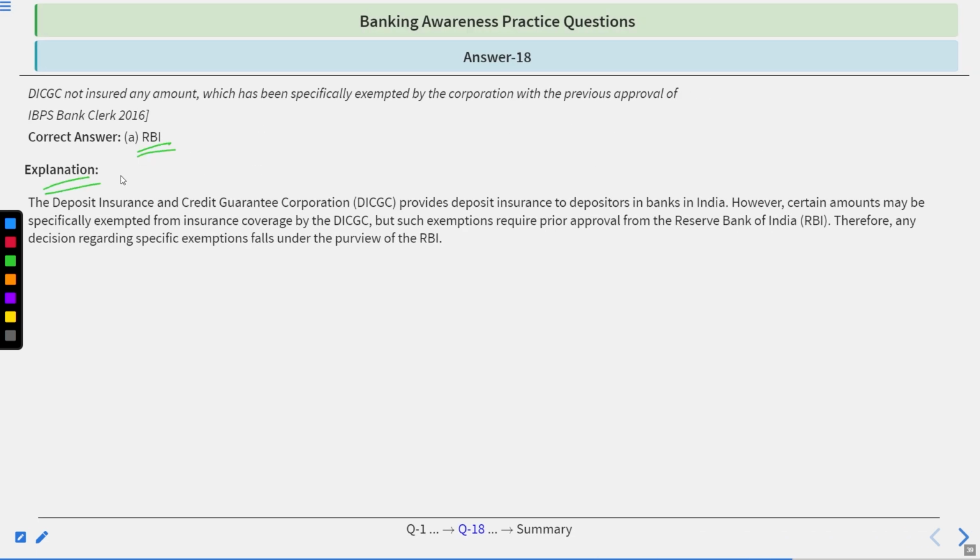Go by the explanation. The Deposit Insurance and Credit Guarantee Corporation provides deposit insurance to depositors in banks in India. However, certain amounts may be specifically exempted from insurance coverage by the DICGC, but such exemption requires prior approval from the Reserve Bank of India. Therefore, any decision regarding specific exemptions falls under the purview of RBI.